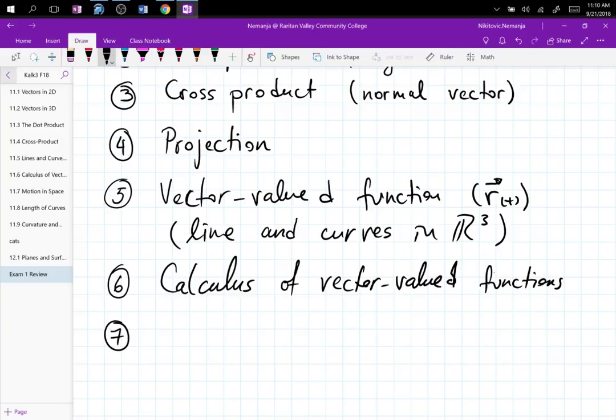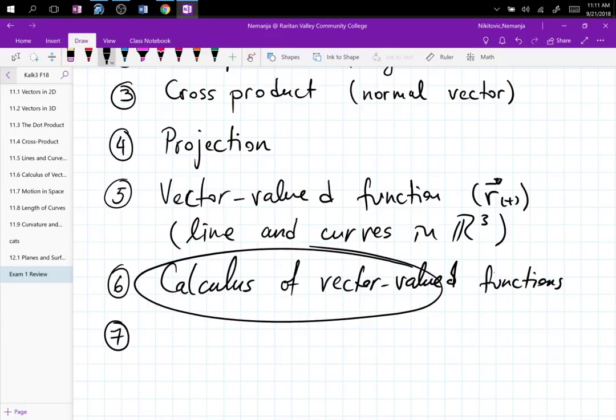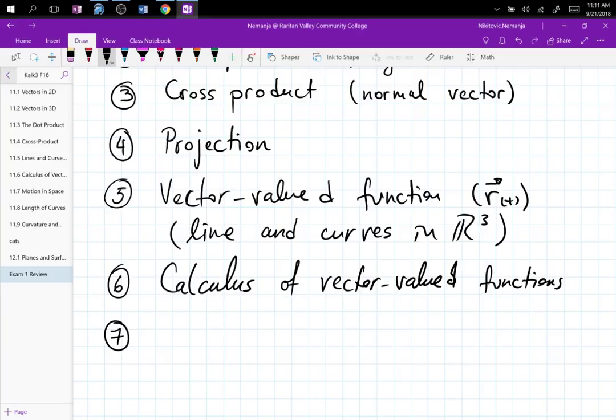So the next one should be motion in space, but I kind of keep that as the last resort. When we say motion in space, that's technically an application of this, because to get from r to velocity to acceleration you will be differentiating, and to go backwards you are integrating. So singling out motion in space is somehow not fair, right? Because it is the calculus of vector valued functions.